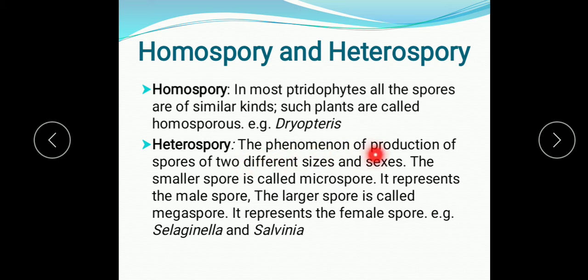Heterospory condition: here is the phenomenon of production of spores of two different sizes and different sexes, like male and female. The smaller spore is known as the microspore. It represents the male spore. The larger spore is called the megaspore. It represents the female spore. For example, Selaginella and Salvinia. So understood, children? Homospory and heterospory.